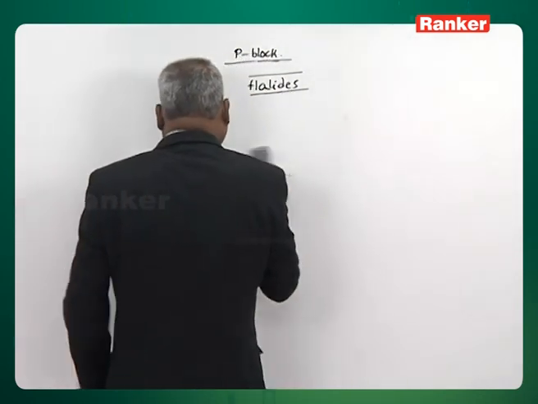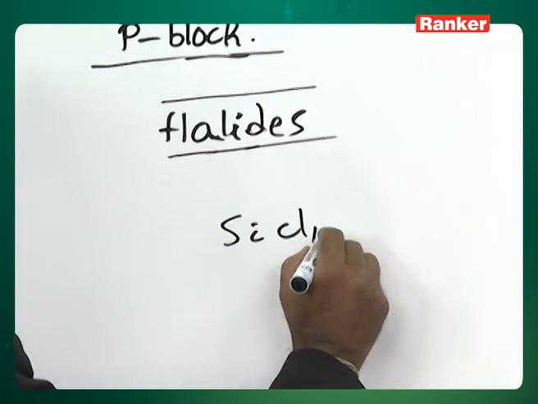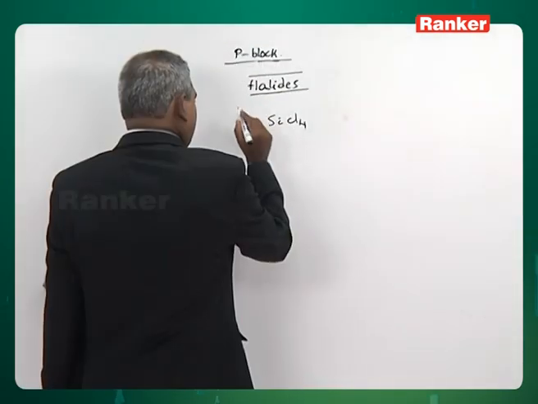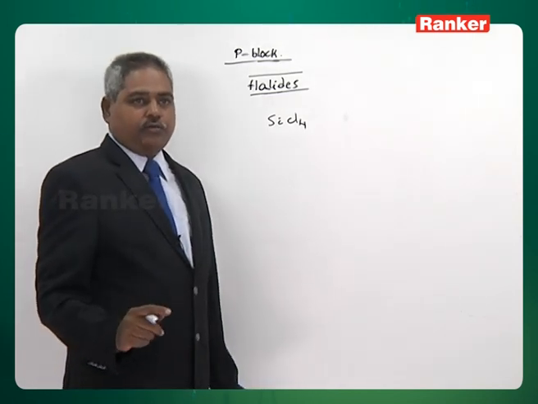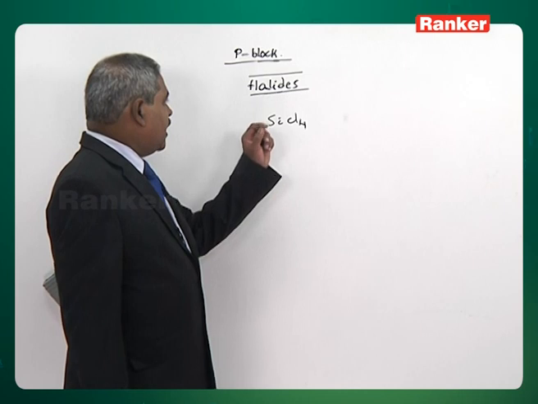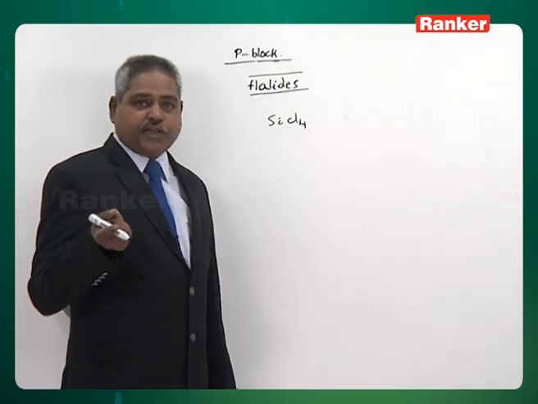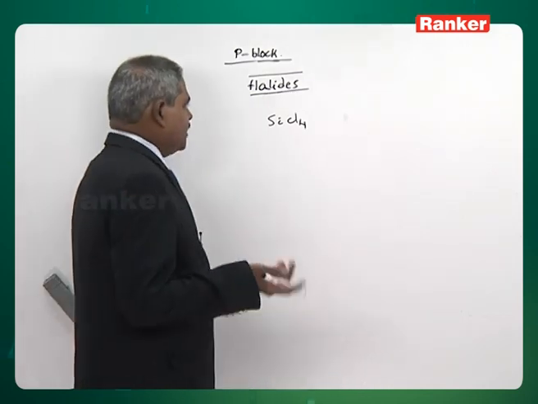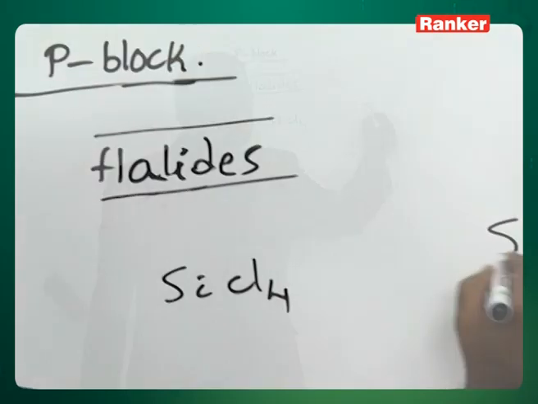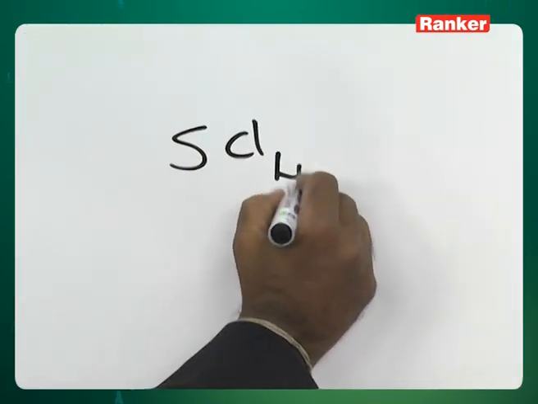So, we have hydrolyzed many halides: SiCl4, boron halides from the third group, silicon from the fourth group, phosphorus from the fifth group. You have seen I am discussing halides of groups 3, 4, 5, 6, what not. Even sulfur, SCl4 or SCl6; you can hydrolyze SCl4.